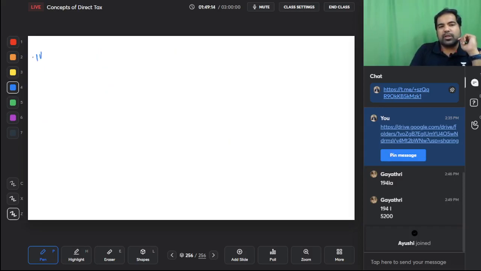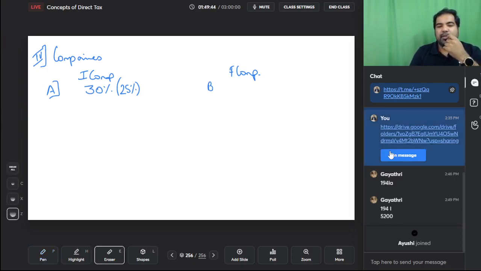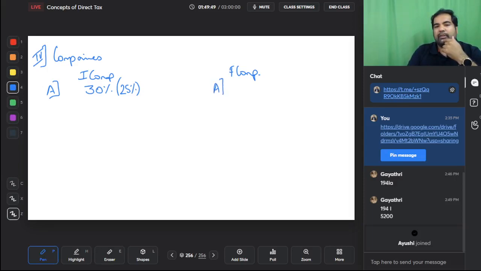Going to the fourth one, which is companies, which is not so important at CA inter level, but still we'll understand. For companies, we need to identify whether it's an Indian domestic company or if it's a foreign company. How does it matter? The rate matters. The rate for an Indian company, basic rate, is 30%. And it could also be 25% if your turnover in the previous year is up to 400 crores, then in that case it will be 25%. And A, for foreign companies, the basic tax rate will be 40%.